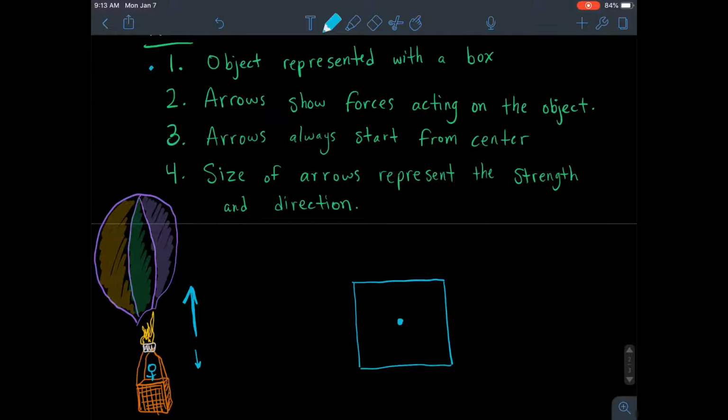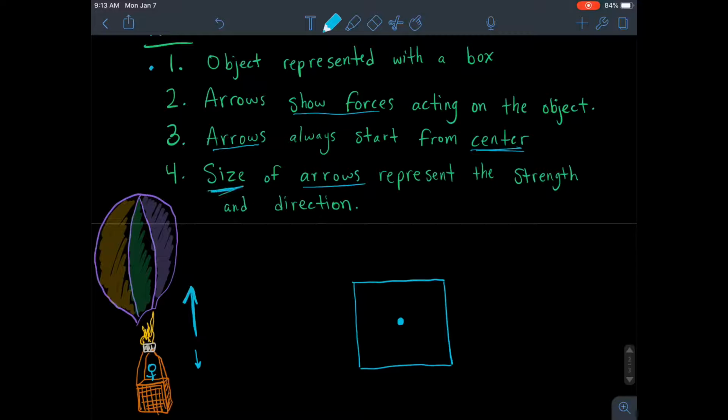We're going to draw arrows on this box, and the arrows are going to show the forces acting on the object. Like I said, we have the upward force of the lift of the balloon and a little bit of downward force from the guy in the balloon. We need to draw our arrows to show the forces, but they always start from the center. We've got our center mark already in our box. This is what it looks like when it's all set up, just a box with a dot in it, but then we're going to add arrows.